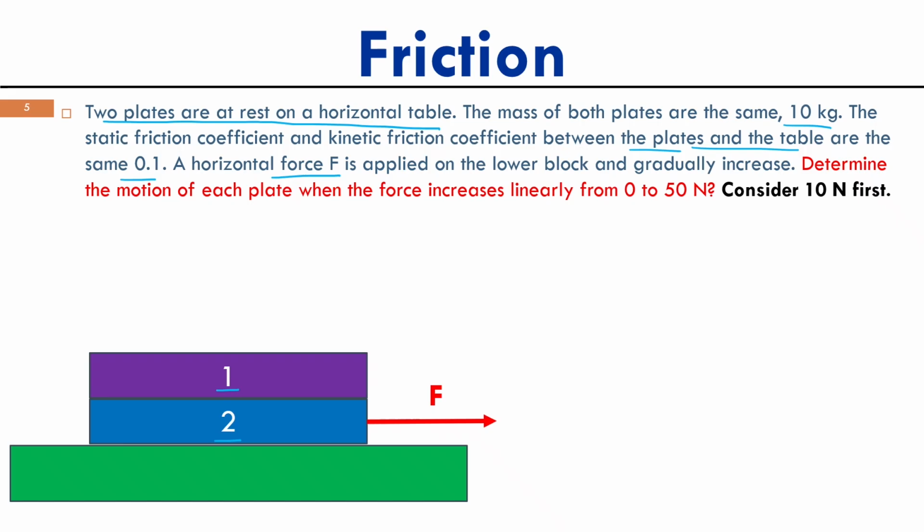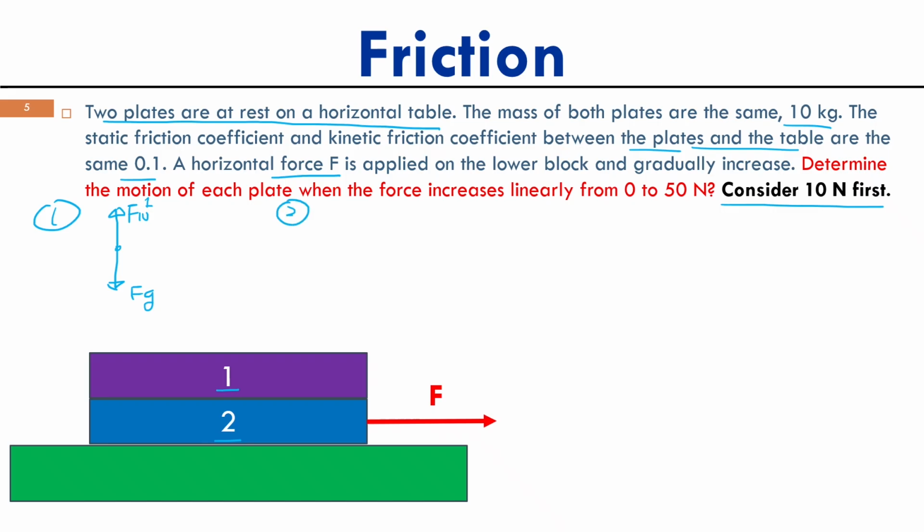Alright, this question can be quite long and complicated. Let's consider two special situations. Let's first consider the motion of the two plates when a 10 Newton force is being applied. When we look at this situation, we've got to do the free body diagram first. For block 1, there is gravity going down, and there's a normal force from 2 to 1, which I call Fn1. That's the force along the vertical direction. I'm going to label the force along the horizontal direction later.